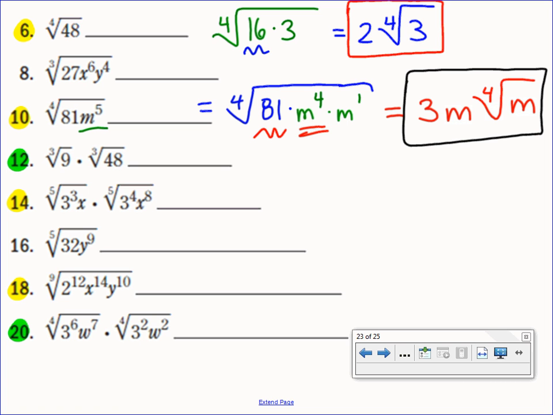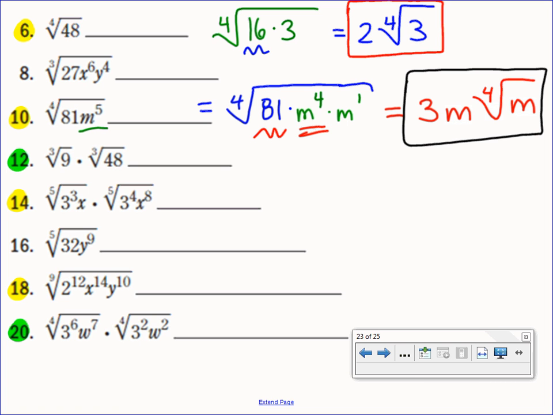Raise your hand if you had the 3 part. If you had the 3 part, good. Who had the m out front and the m inside? Good. Don't forget the index on the radical. Lots of people lost points last year on the test because when they simplified this fourth root, they dropped the 4 on the radical and just wrote it like a square root. That's wrong. This is not a square root, it's a fourth root. So you have to keep that index throughout the problem.